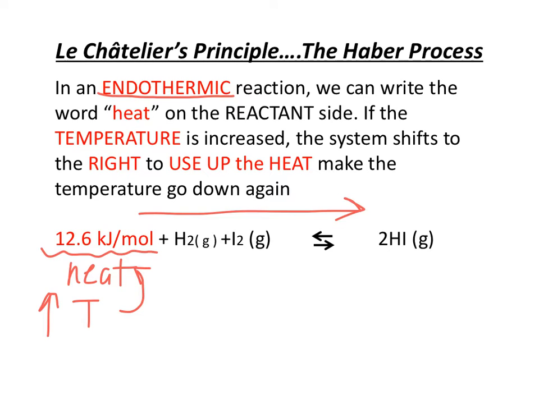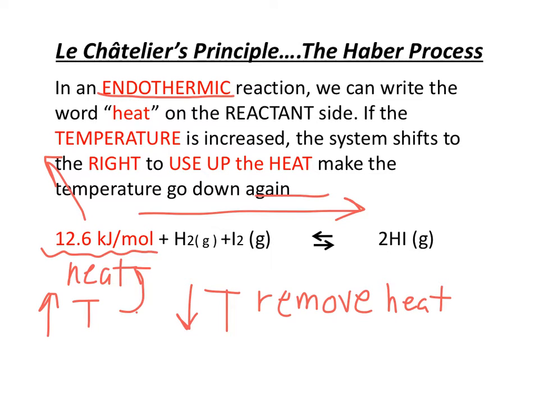In the case of this endothermic reaction, if we were to decrease the temperature, that would be like removing heat. So if we were to remove heat from the system, that means we were pulling it out, then the system would shift to the left to make up for that. So if we decrease the temperature, that's removing heat, and the system shifts to the left to make up for it.